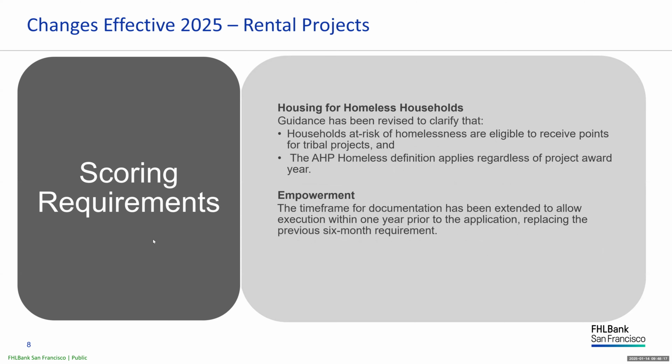For housing for homeless households, we updated our guidance to clarify that households at risk of homelessness are eligible to receive points for tribal projects. We have also changed our implementation plan so that the AHP homeless definition applies regardless of the project award year. For our empowerment scoring category, we have extended the timeframe for documentation to allow execution within 1 year prior to the application, replacing the previous 6-month requirement.